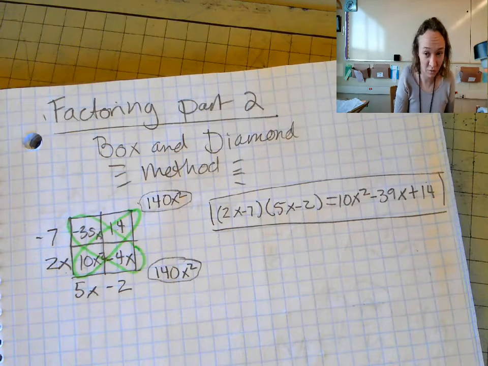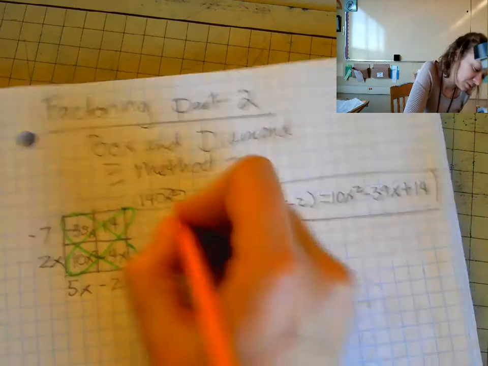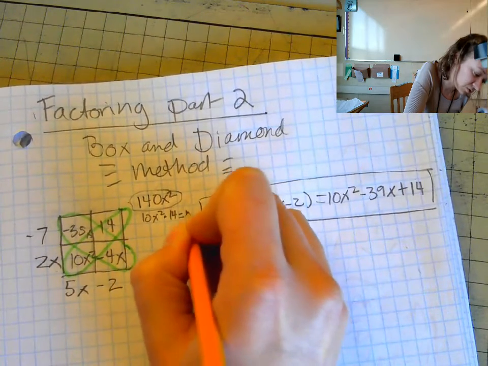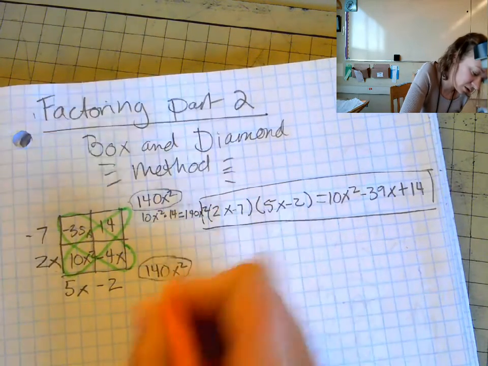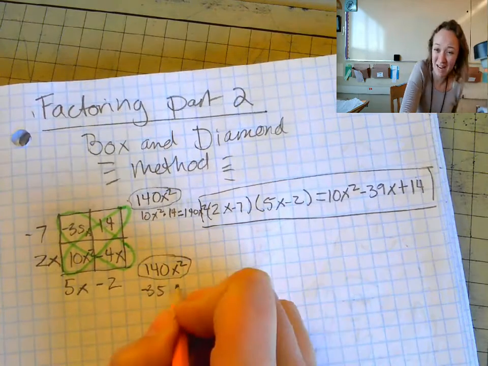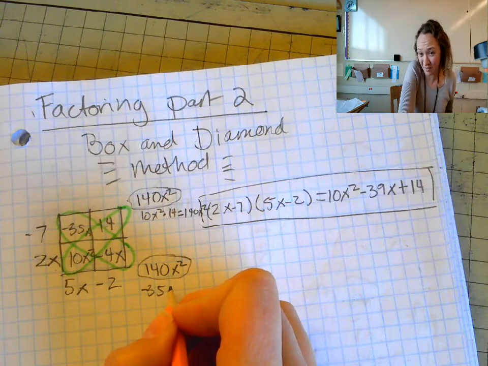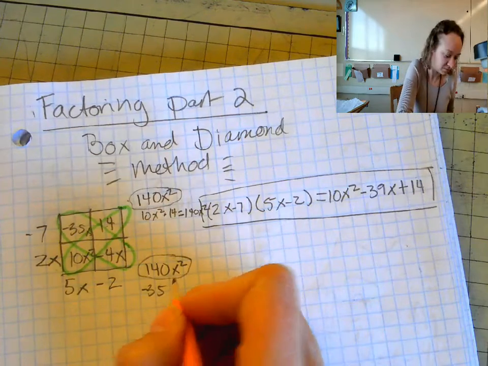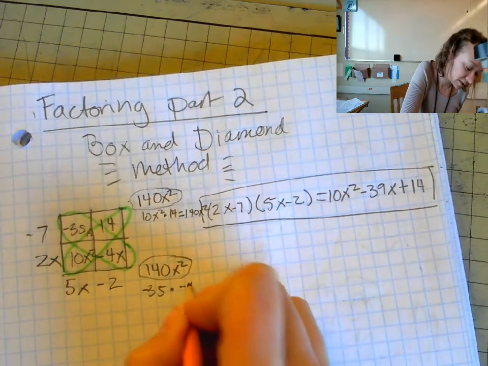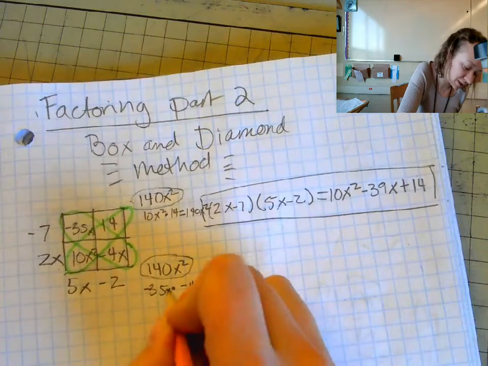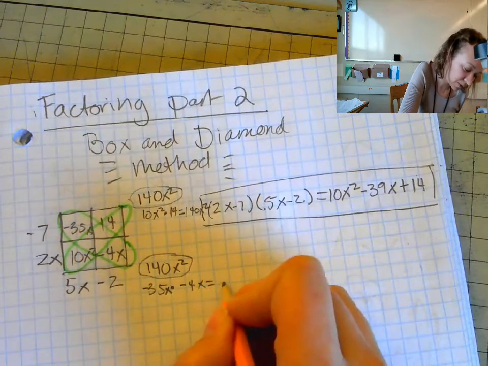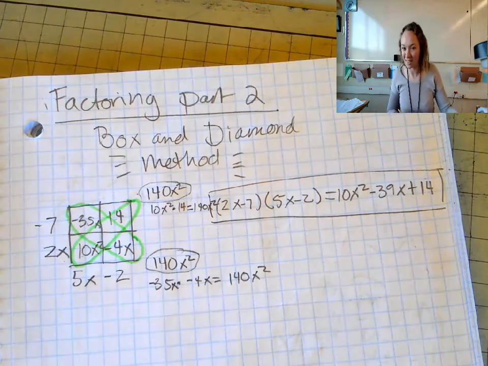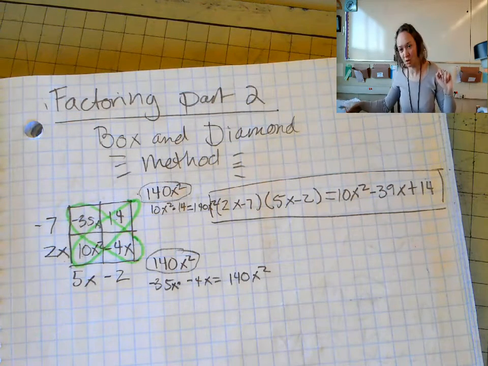Did you get 140x squared for both? Because 10x squared times 14 equals 140x squared. And negative 35 times 2 would be negative 70, times another 2 would be negative 140. Make it a negative times a negative, so it's a positive. Times 4x would also give me two x's, so that's how we get x squared, 140x squared. Now, this pattern always works.